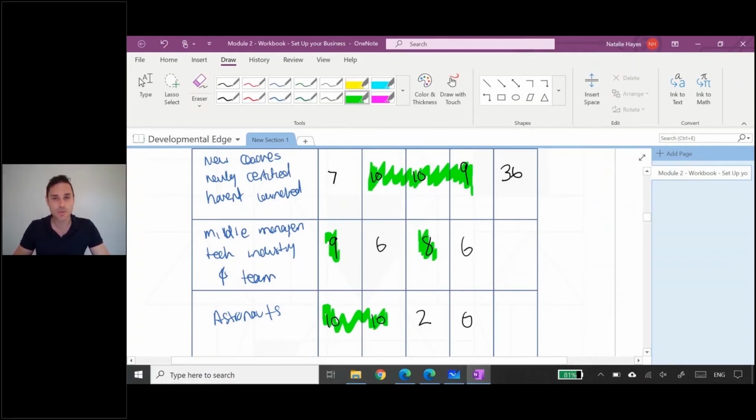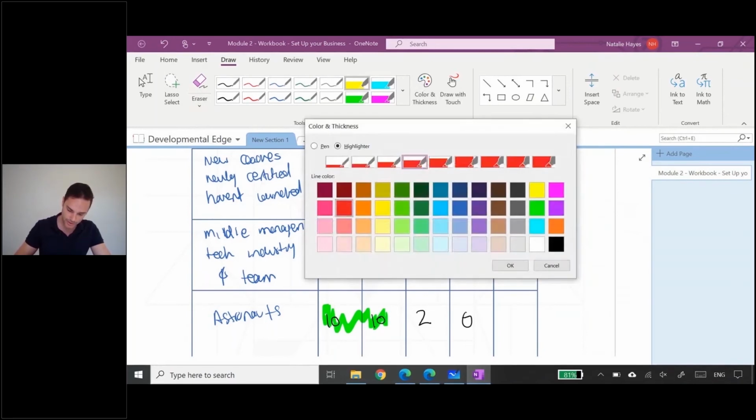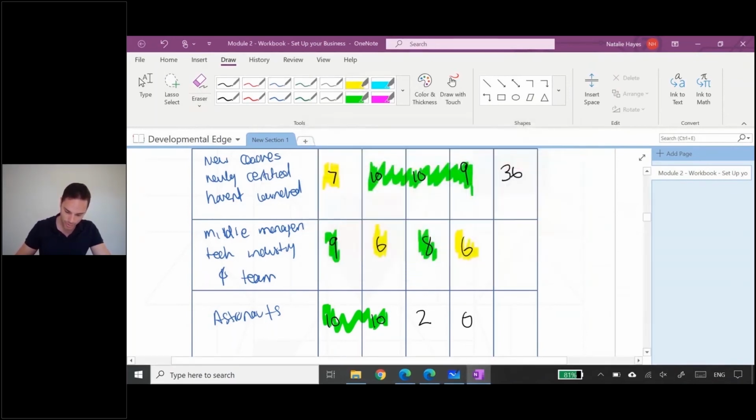Anything that's like a 6 to a 7, we're gonna make that yellow. It's okay, it's not great, but it's possible. And then anything that's less than a 6, we're gonna make that red, because red is for stop. So we don't want these ones. So what we're looking for is the pathway with the most green.